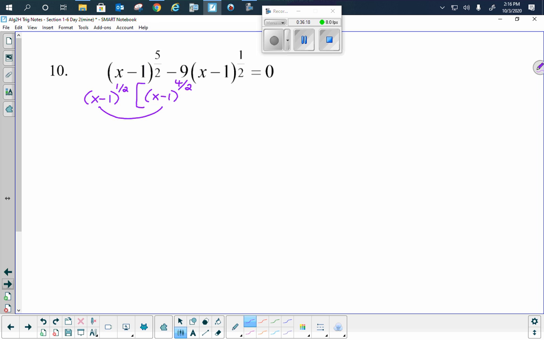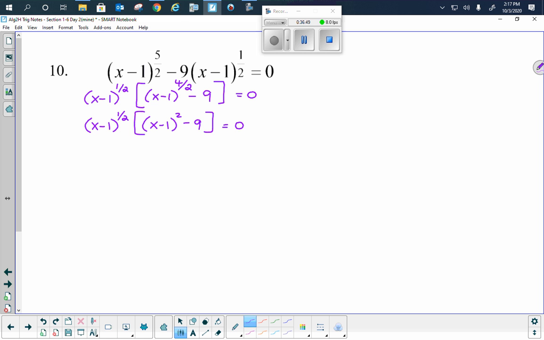And then I'm asking myself, this times what will give you that last term? Well, I know I need to multiply by -9, and the x minus 1 to the 1/2 is already there. Okay, there we go then. If you distribute that back out, make sure that you've got the original problem. So the extra step I said I would put in there is just simplifying this to say x minus 1 squared.